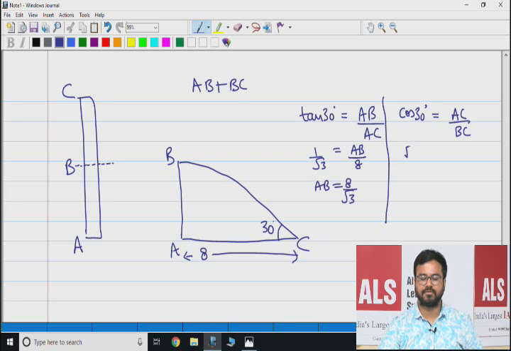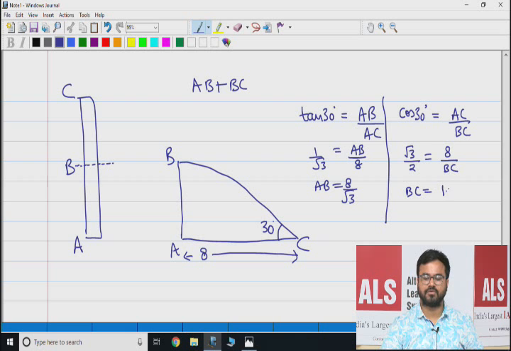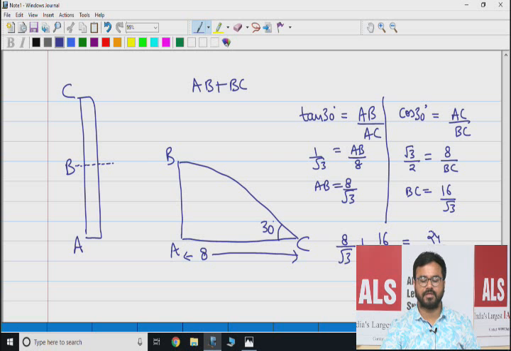Cos 30 degree is root 3 by 2 and AC is 8 over BC. So BC is equal to 16 by root 3. So these are the lengths of the parts, 8 by root 3 and 16 by root 3. So just add both of them. That will be the complete height of the tree. 8 by root 3 plus 16 by root 3, that is nothing but 24 by root 3.